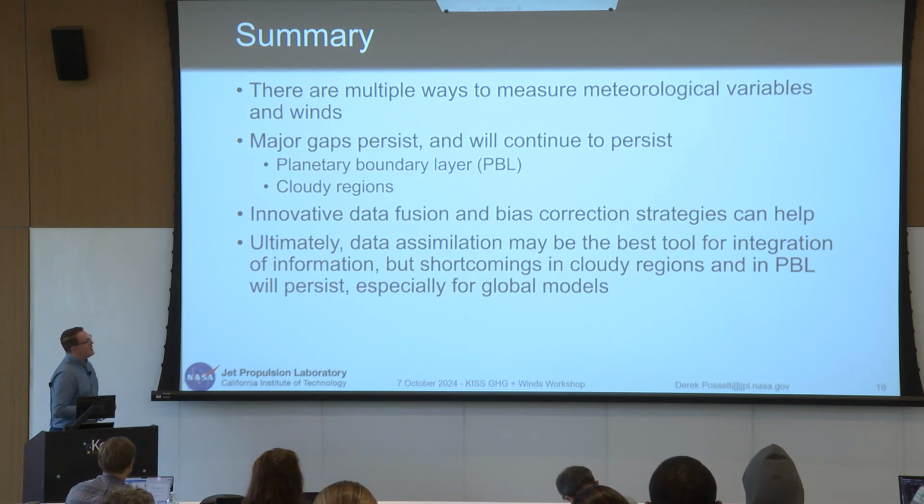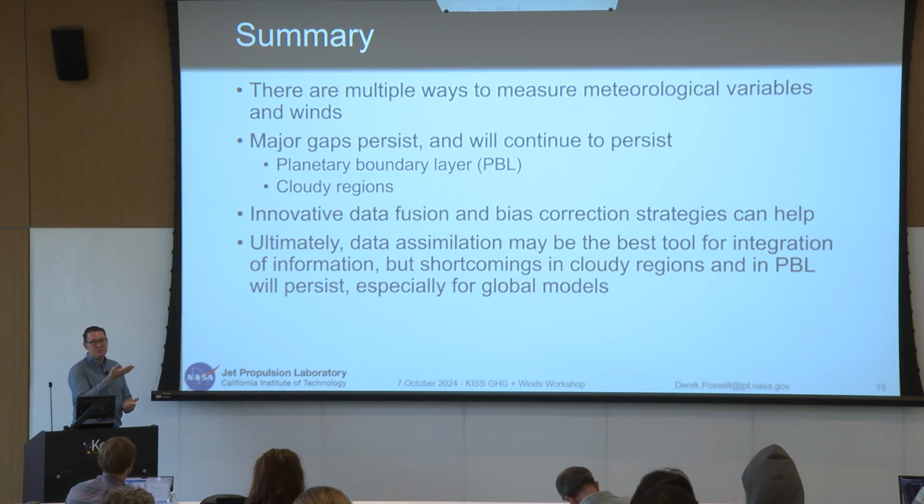The problem is that we don't do a good job with data assimilation in cloudy regions. We're getting better, but we still struggle with that. And we still have a really hard time doing DA in the boundary layer due to deficiencies in parameterizations, the fact that the model surface might not be actually at the Earth's surface, lots of different problems there. Those problems are not going to go away anytime soon.